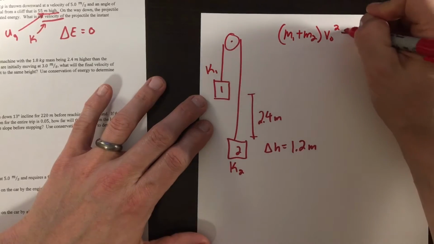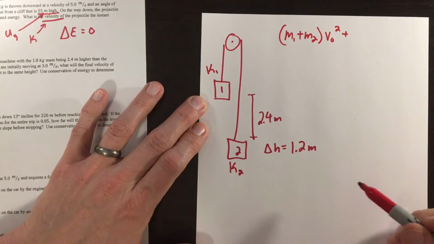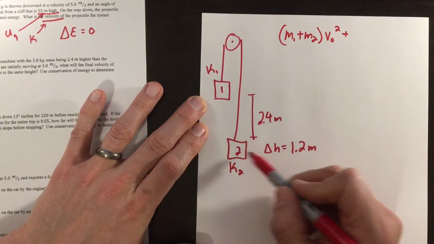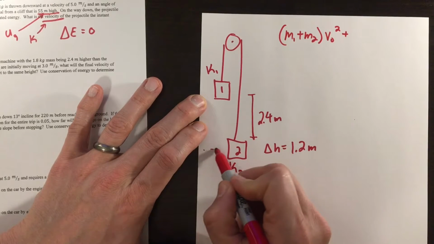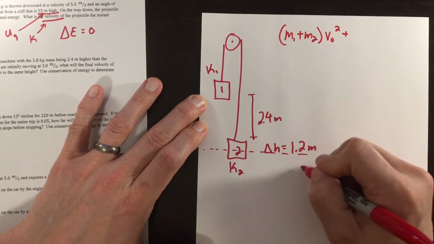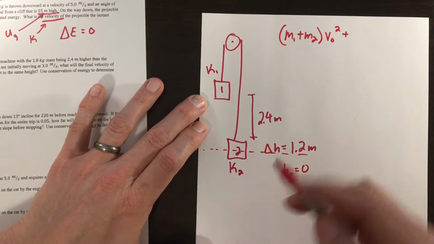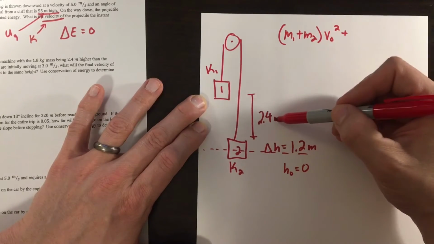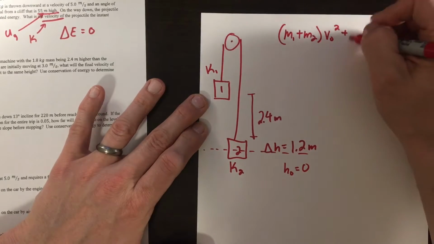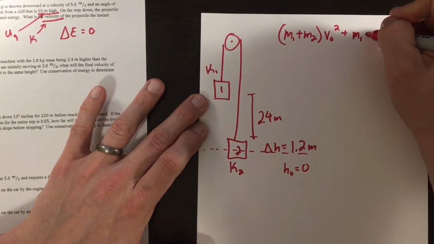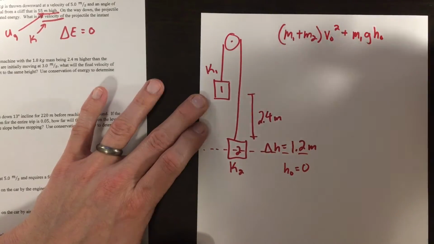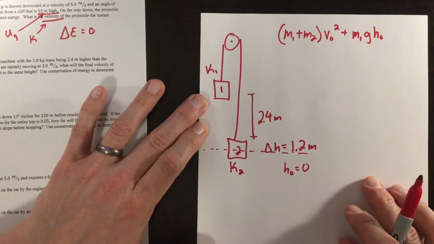All right. Then we talk about gravitational potential energy. One starts with, essentially, we're going to say that this is our height of 0. So height of 0 here, and then the other object starts at 2.4 meters above. So mass 1 times gravity times its initial height, which is going to be 2.4 meters up.